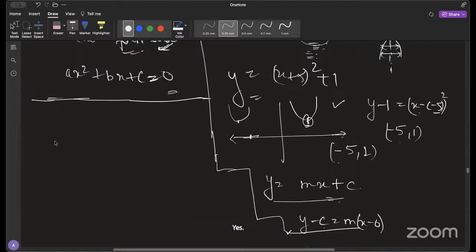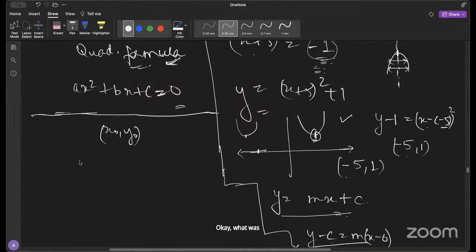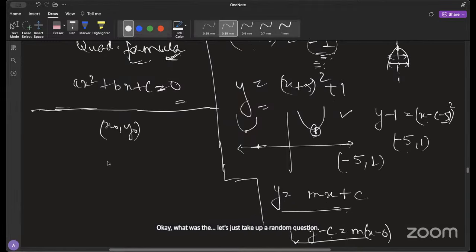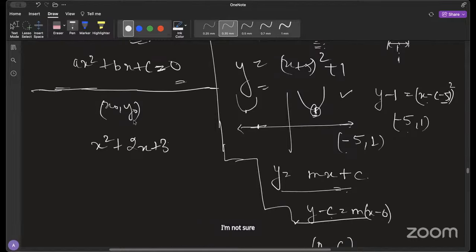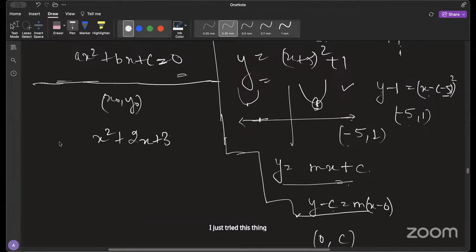Ma'am, can you write x naught, y naught vertex? When you have this form, let's just take up a random question, x square plus 2x plus 3. I'm not sure if you're going to get a perfect square or not, but let's just try this thing. Let's say you have this, and then you need to find the vertex of this.